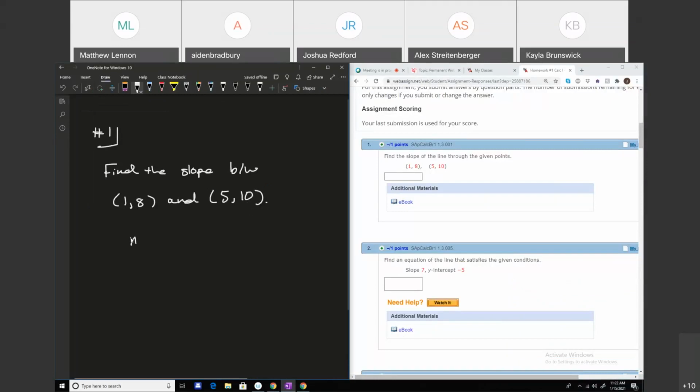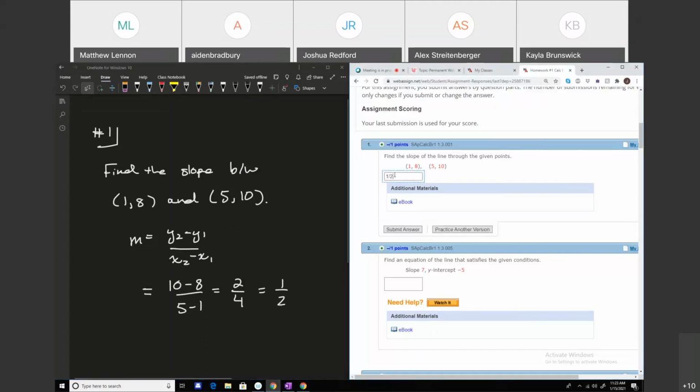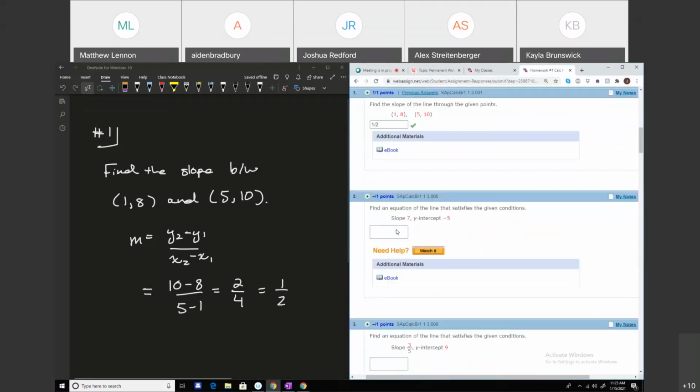Remember, our slope formula is just y2 minus y1 over x2 minus x1. Just identify your coordinates. I'm always going to call the second pair x2, y2, but you can do it in either order so long as you're consistent. So I do 10 minus 8 over 5 minus 1, and I'm getting 2/4, which is the same as 1/2. And you can submit the answer, and we got it correct.